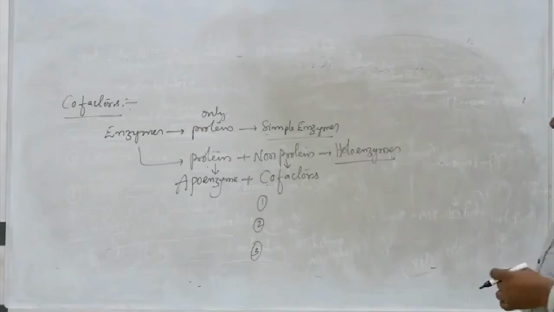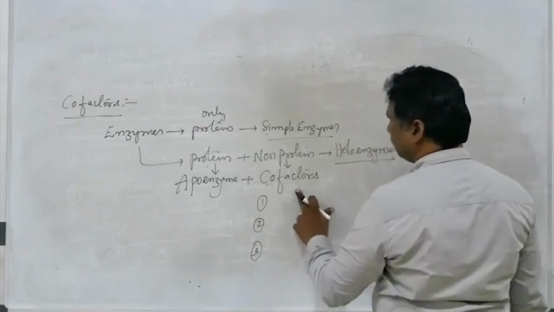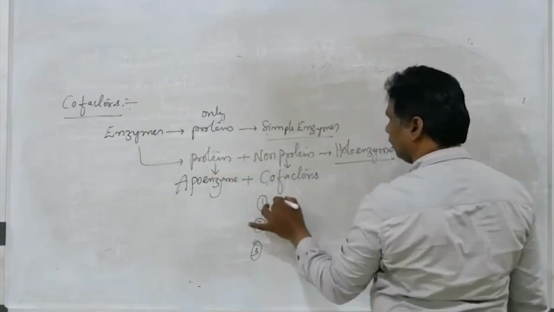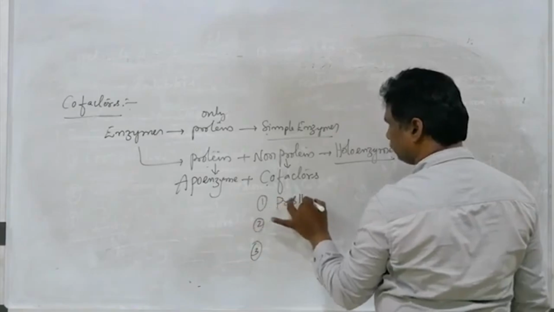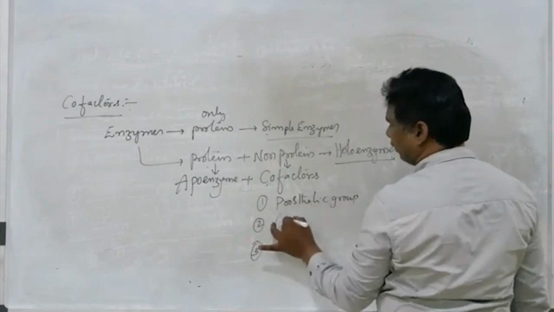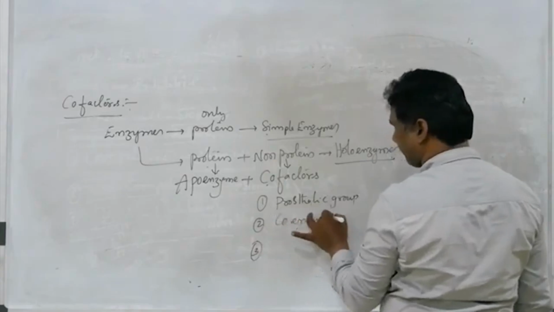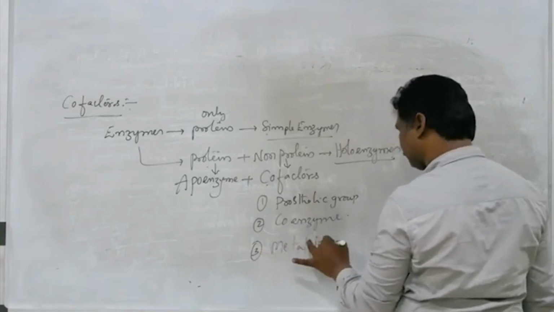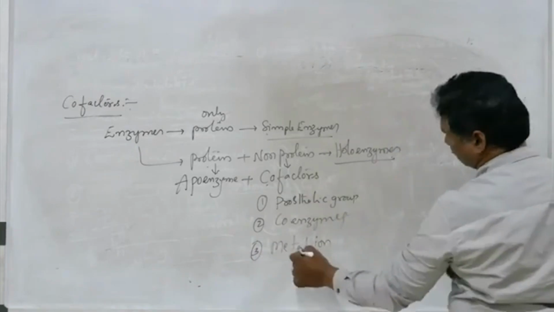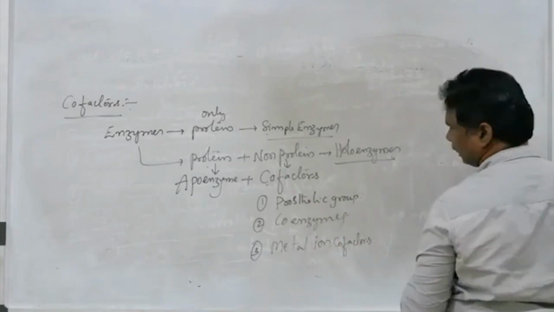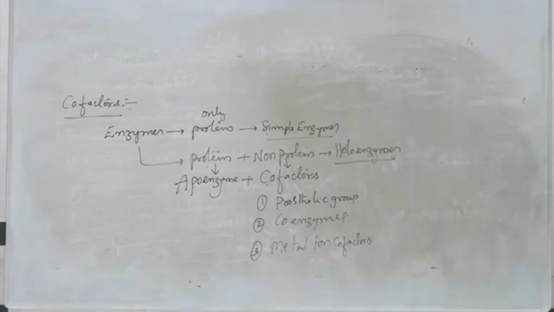Okay, we can go through them one by one. The first one is the prosthetic group. The second one is coenzyme. And the third one is metal ion cofactors. Prosthetic group, coenzymes and metal ion cofactors.